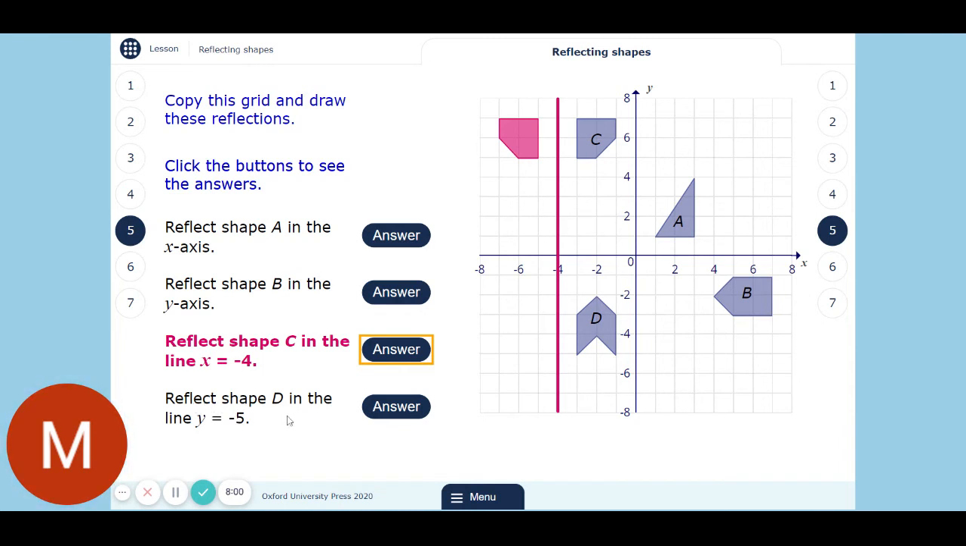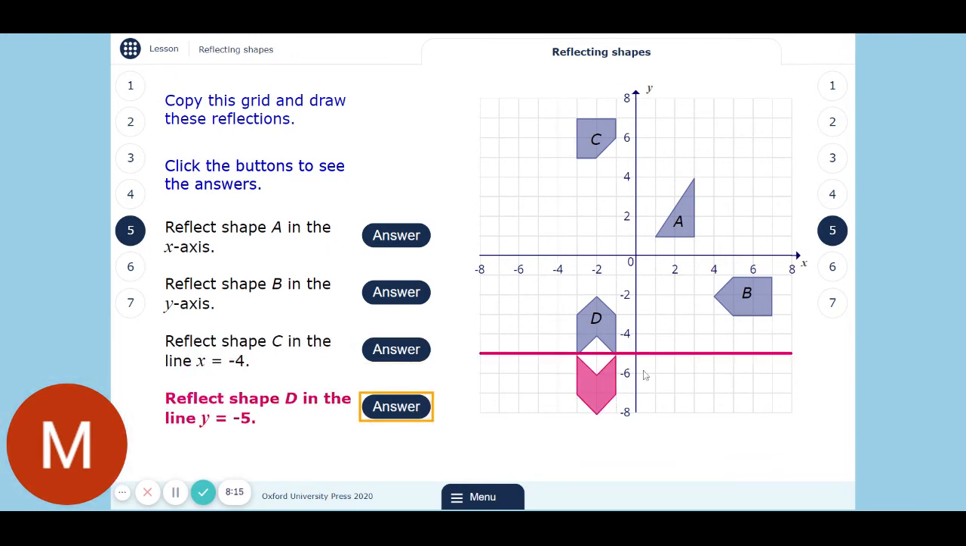Right, then shape D in the line y equals -5. So y equals -5, cutting through the y-axis at -5. And shape D, well, it's touching it there, so it's still going to be touching it there. And it's just going to look like that shape, but upside down. Okay, so that's how to draw some reflections.